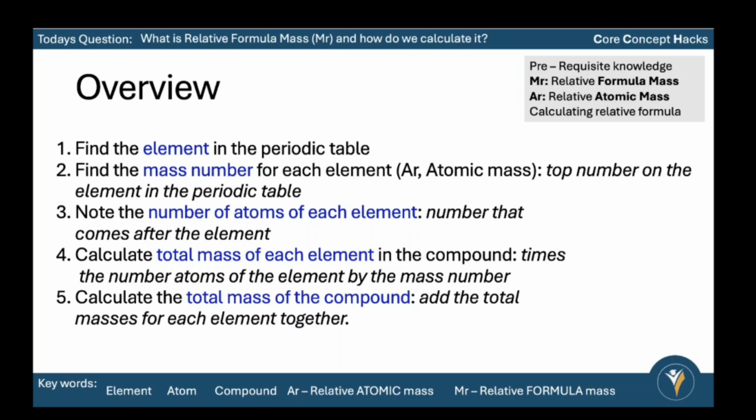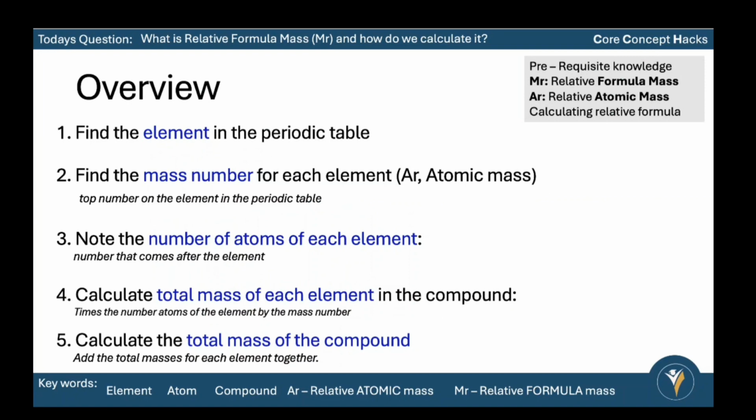So now we're going to simplify these 5 instructions into something that looks a bit easier to remember. So you can see here that we've simplified it even further. Step 1, find the element in the periodic table. Step 2, find the mass number, that's the top number. Step 3, find the number of atoms of each element. Step 4, find the total mass of each element. Step 5, find the total mass of the compound.